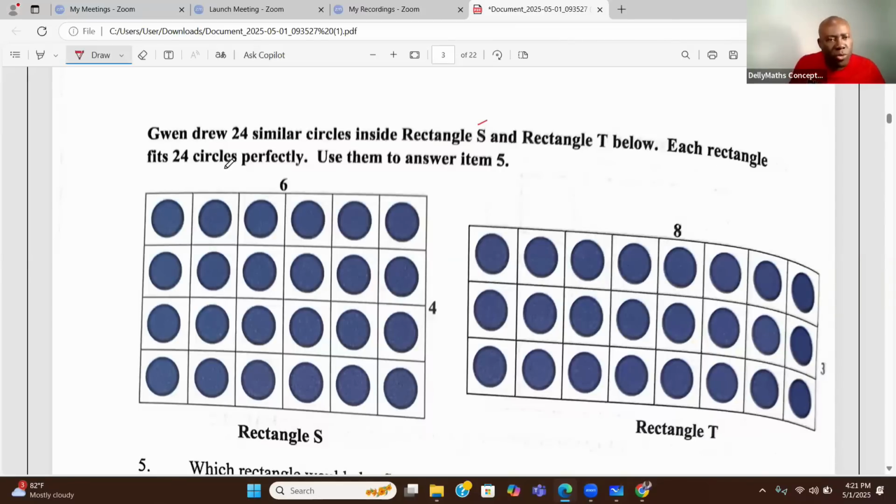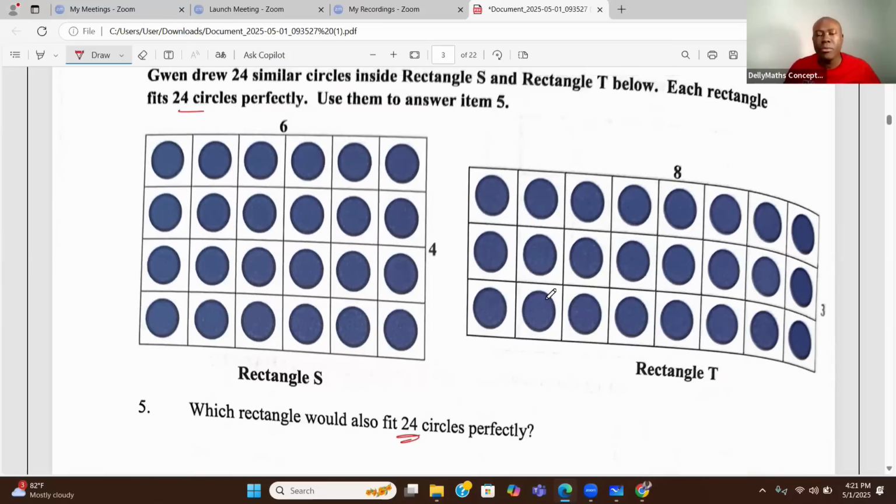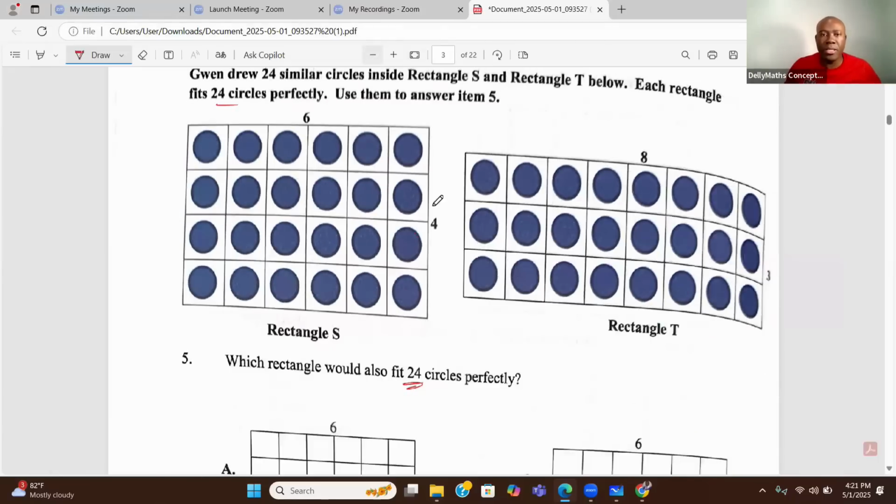So the next question says, Ben drew 24 similar circles inside rectangles S and T. Each fit 24 perfectly. So the question is, what rectangle would also fit 24? So what we're looking at is to have 24 equal pieces. So we're going to check our responses for 24 equal pieces.